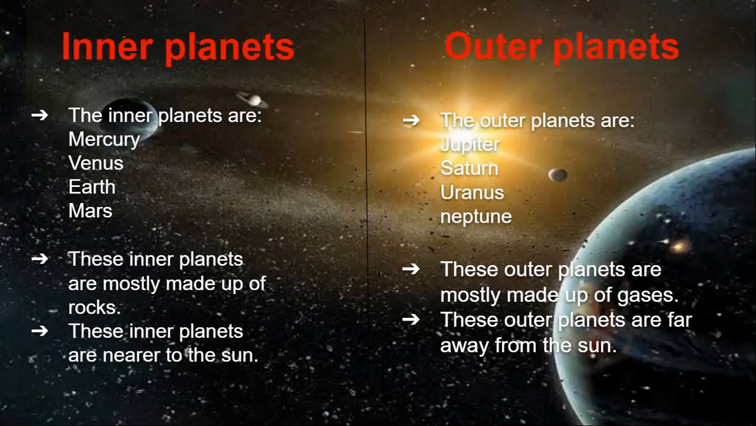Now let us learn about outer planets. So what are the outer planets? The outer planets are Jupiter, Saturn, Uranus and Neptune. And these outer planets are mostly made up of gases. These outer planets are far away from the sun.